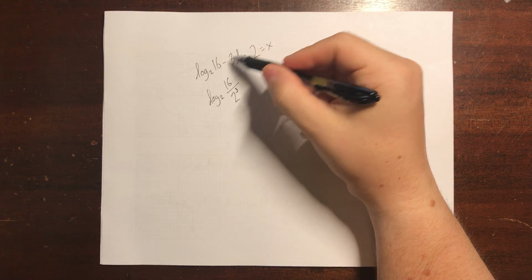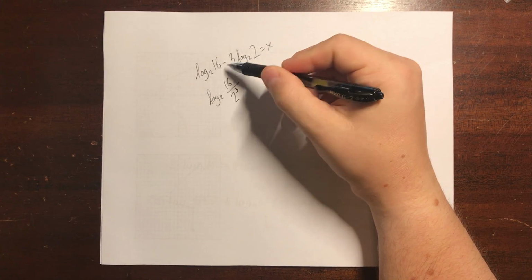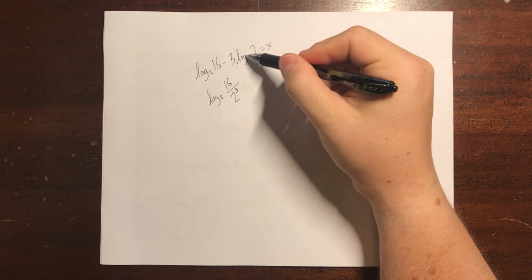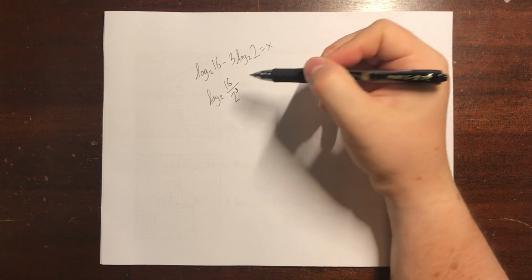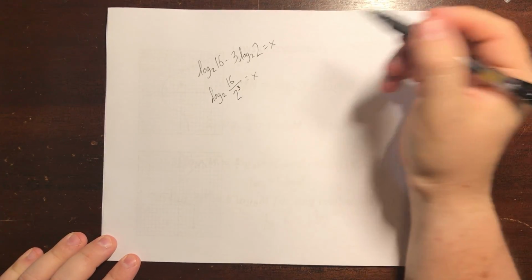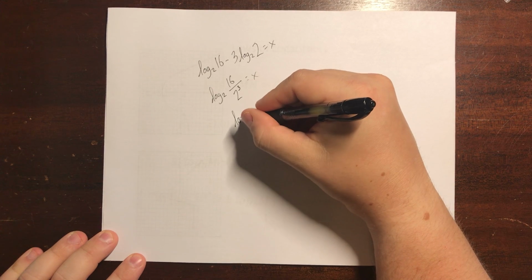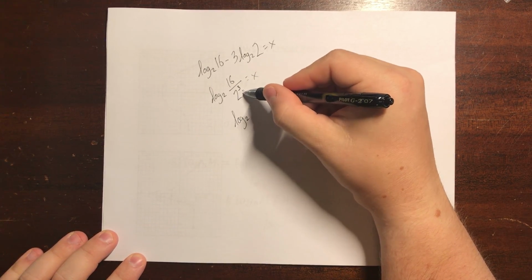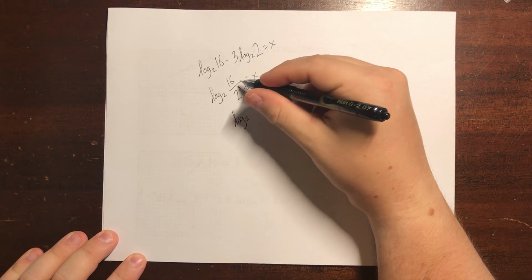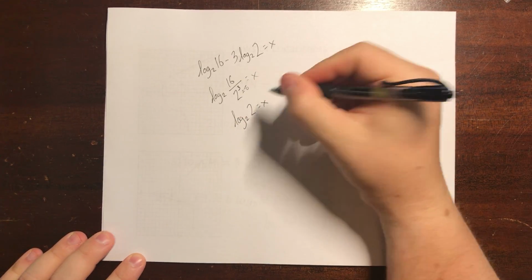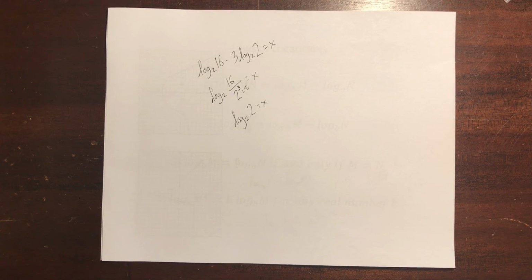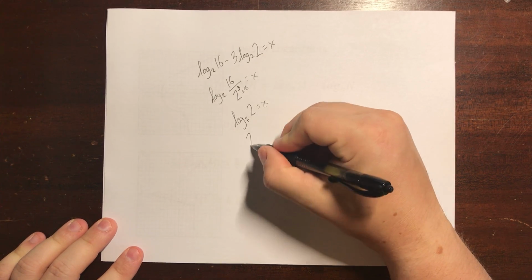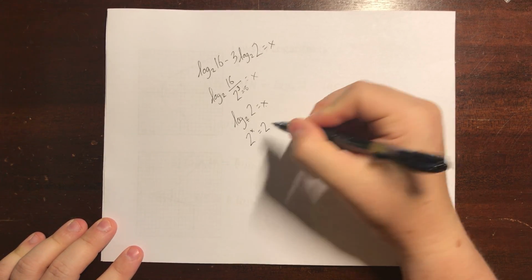So log base 2 of 16 minus log base 2, this means these two are being divided. So 16 divided by 2, but this 3 is in front of our log here. So this 3 comes up, and our 2 comes to the third power, and that's equal to x. You can rewrite that as log base 2 of 16 over 2 to the third. 2 to the third we know is equal to 8. 16 over 8 gives us 2 is equal to x. Remember when we talk about logarithms, we read these as, if we were writing this as exponents, 2 to the x equals 2.